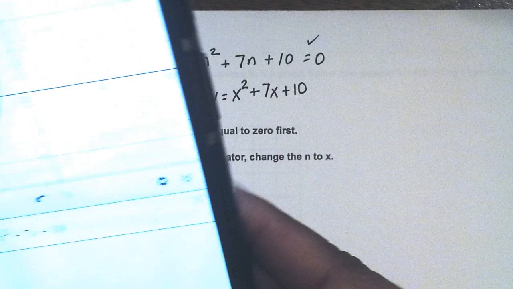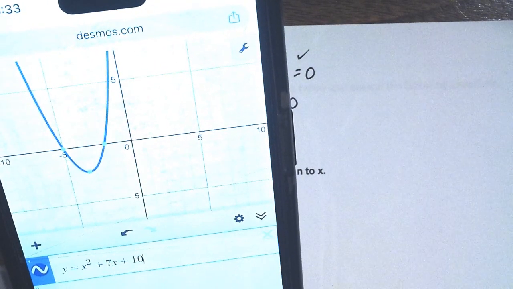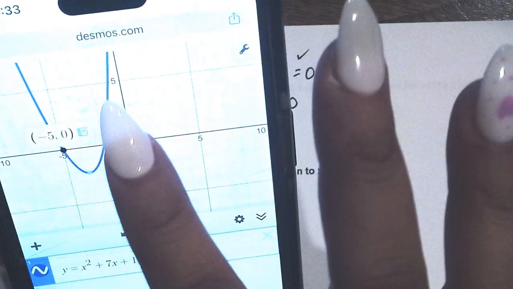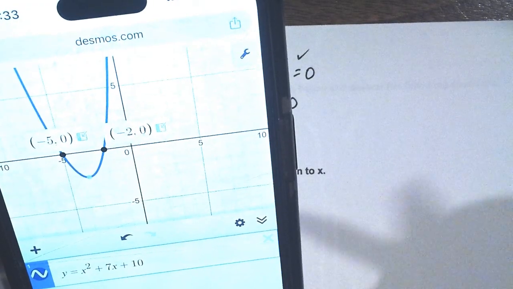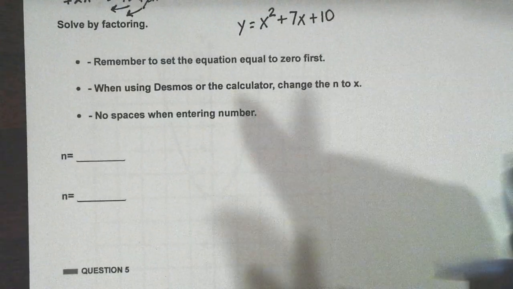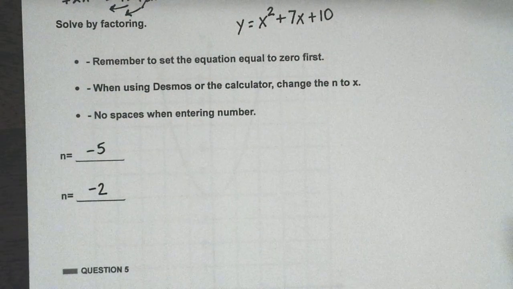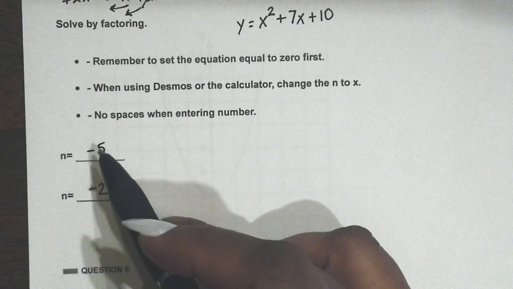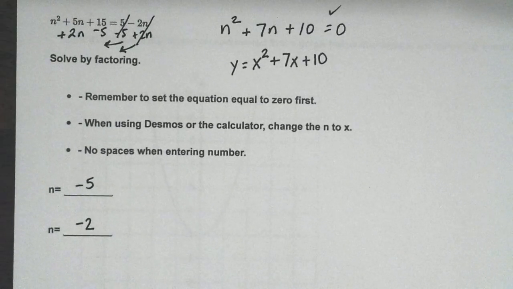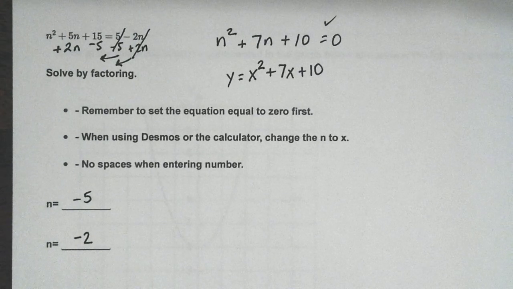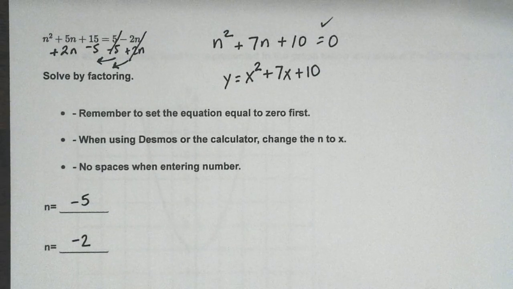All right, so this is the graph that I got when putting it in Desmos. Y equals x squared plus 7x plus 10. I'm looking for my solutions, and all I have to do is click on the x-intercepts. -5, -2. So all I have to do down here is plug in -5, plug in -2, and I'm done. No spaces when entering the number. That means no space between the negative and the 5.